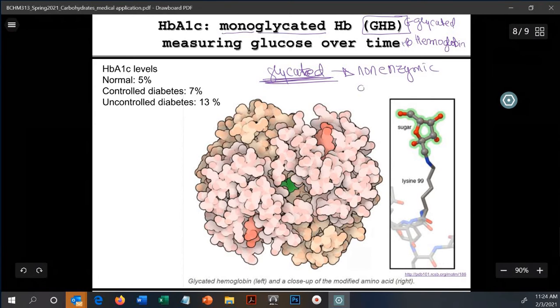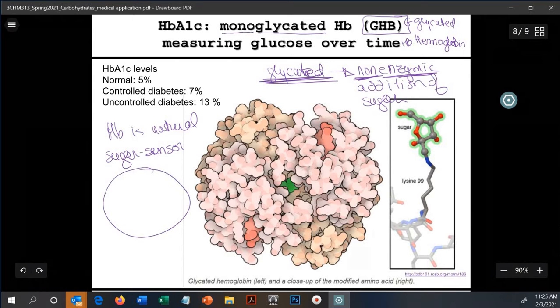Glycated means non-enzymic addition of sugar, usually to a protein. So glycated hemoglobin means that we had just plain old regular chemical addition of a sugar to the hemoglobin. There was no enzyme that was needed for this to happen. So it's really kind of cool. Hemoglobin is a natural sugar sensor, let's put it that way, in the body.